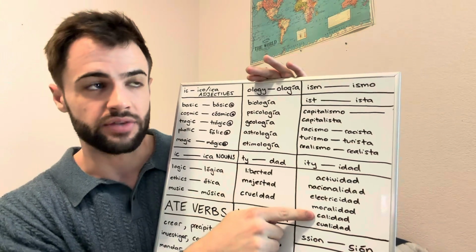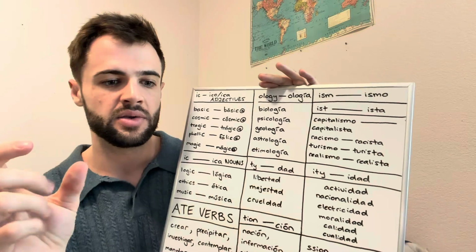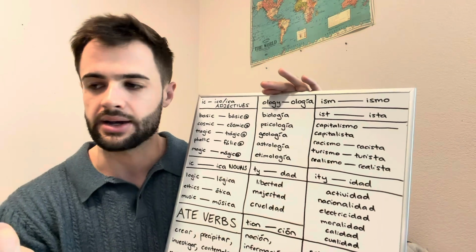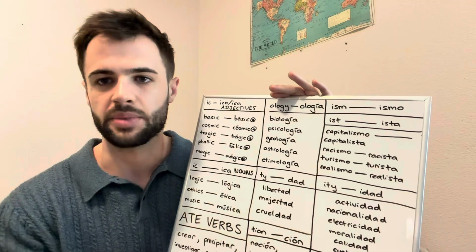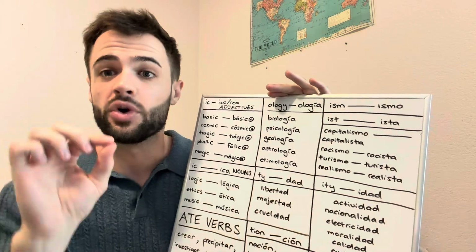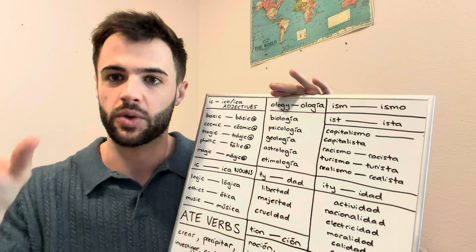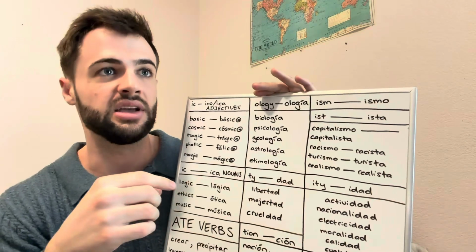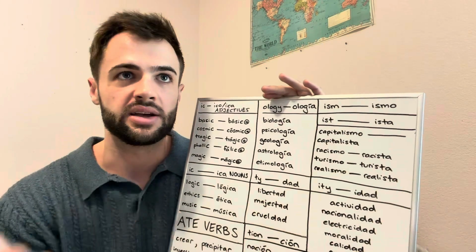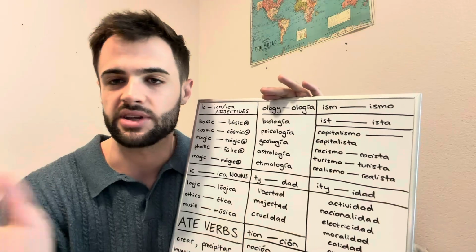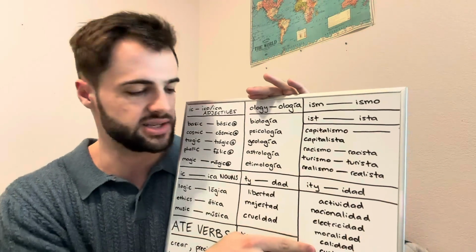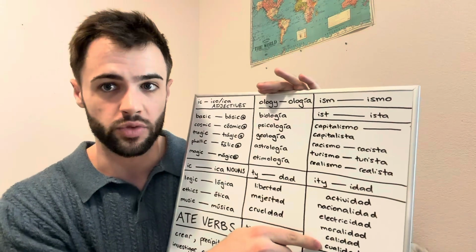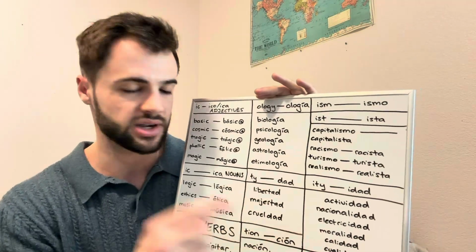Calidad references quality as in the quality of a shoe. Ese zapato es de calidad muy alta. That shoe is very high quality. But you could also say, una de tus cualidades mejores es la honestidad. One of your best qualities is honesty. Cualidad with the U included in there. Calidad, cualidad.